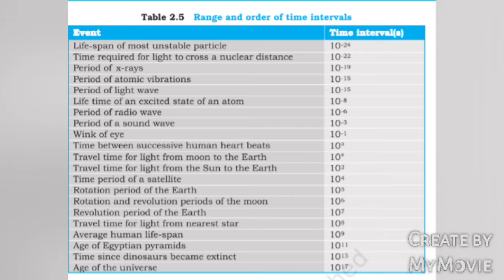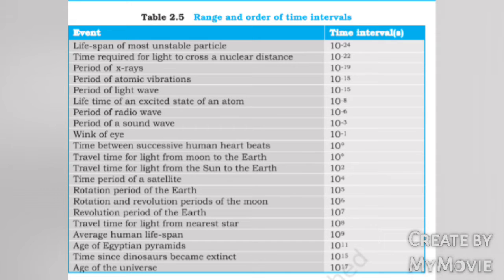Table 2.5 Range and order of time intervals. Lifespan of most unstable particle: 10 power minus 24 seconds. Time required for light to cross a nuclear distance: 10 power minus 22 seconds. Period of X-rays: 10 power minus 19 seconds. Period of atomic vibrations: 10 power minus 15 seconds. Period of light wave: 10 power minus 15 seconds. Lifetime of an excited state of an atom: 10 power minus 8 seconds.